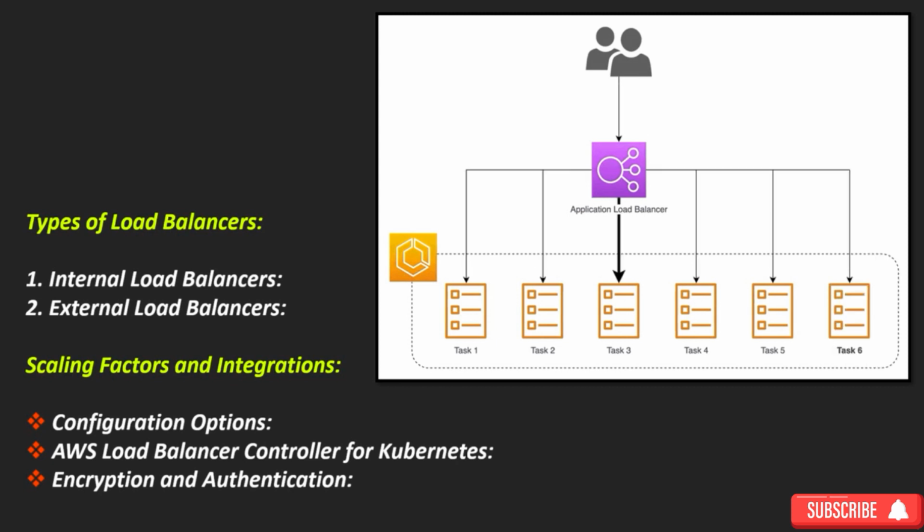We need to talk about some other points under scaling factors and integrations. First is configuration options. Fine-tuning the load balancer and target group configurations is essential for meeting specific application requirements. Options such as proxy protocols, cross-zone load balancing, session affinity, and routing algorithms offer flexibility and customization. Second is the AWS Load Balancer Controller for Kubernetes. For Kubernetes clusters, the AWS Load Balancer Controller simplifies the integration of load balancers, automating the creation and management of resources and ensuring seamless scalability and reliability.